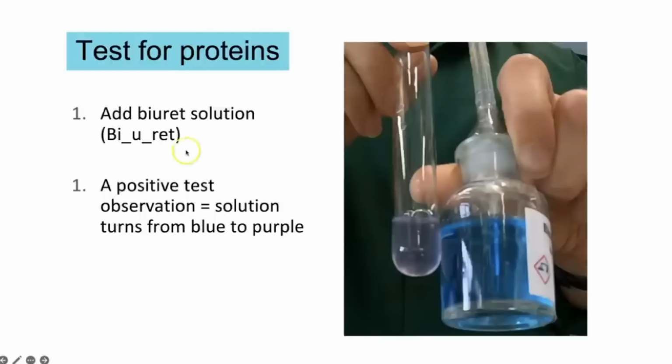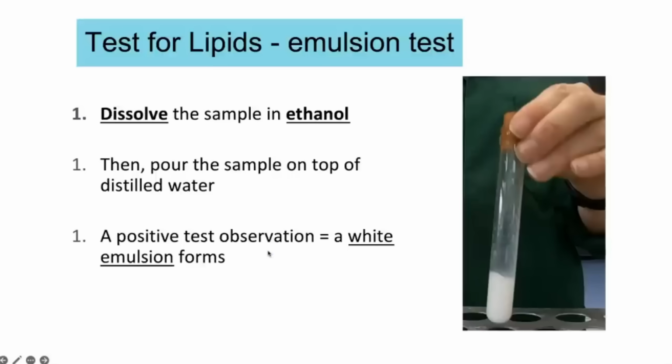To test for proteins, you would add biuret solution and make sure you are spelling that correctly. Biuret, not buret, like a piece of apparatus used in chemistry titrations. And then the positive test result would be it goes from a blue solution to that purple colour solution. To test for lipids, you would use the emulsion test. And to do this, you would dissolve your sample in ethanol first of all. Then you'd pour the sample on top of distilled water. And then finally, a positive test observation would be a white emulsion forming.